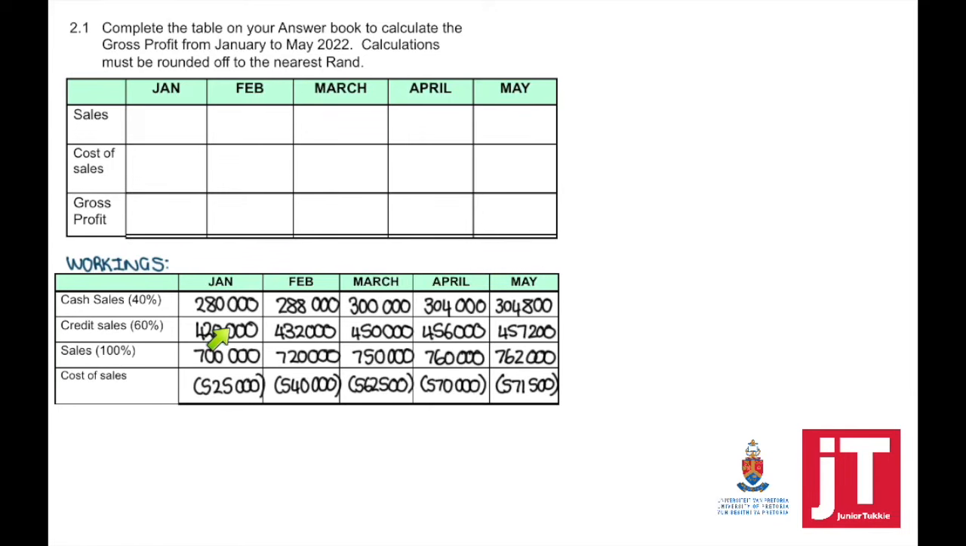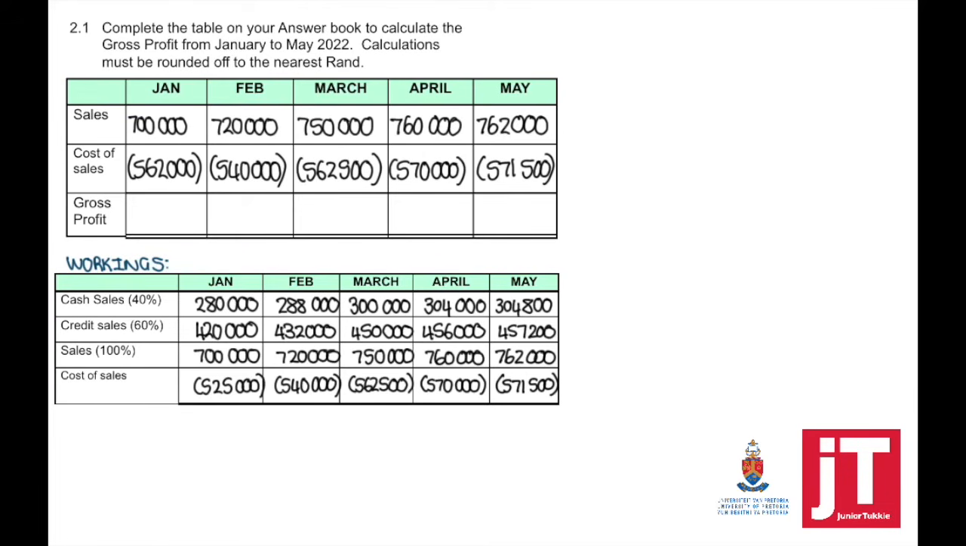We had the credit sales. We want to know what is the total sales. This means we could have taken the credit sales times 100 divided by 60. Cost of sales, the markup percentage of 33.13%. So this means we have to take the selling price, which we've done, times 100 divided by 133.3 recurring. So the gross profit equals sales minus cost of sales, and that equals the gross profit for each month.